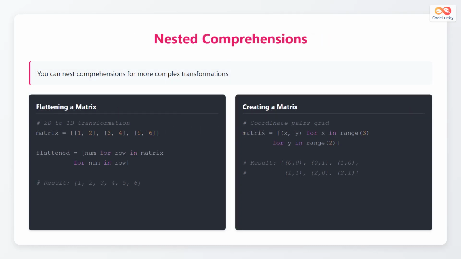For more complex transformations, you can nest comprehensions. This allows you to iterate over multiple levels of iterables and perform more intricate operations. Let's look at some examples.